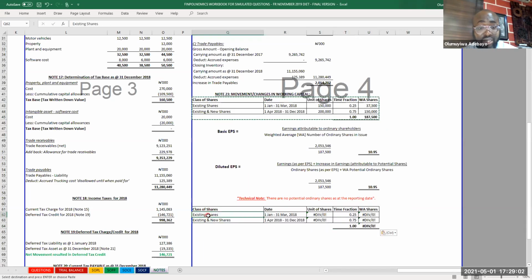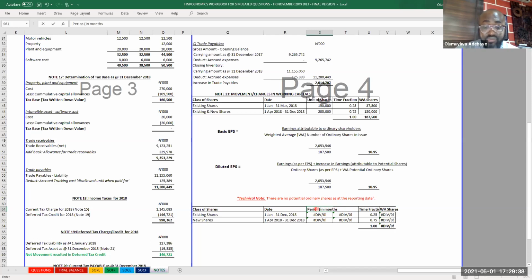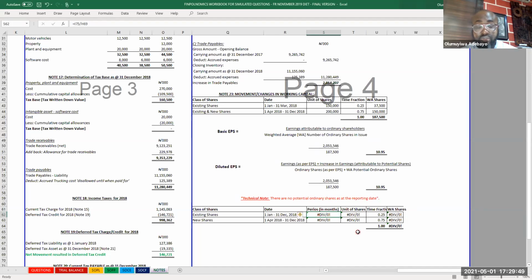And what is the approach? I'll put the class: existing shares, and I'll put new shares. Existing shares rank for the whole year, and that is 12 months. And the other one ran for 9 months. Therefore, periods in months: this is 12 months and this is 9 months.